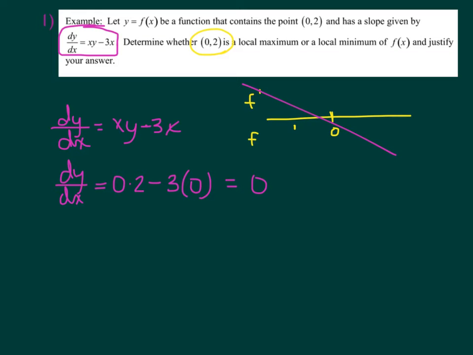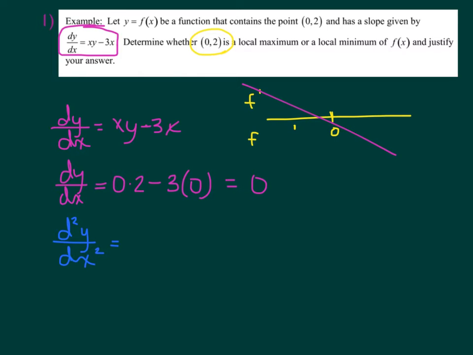Now, the second criteria says that I have to determine whether or not the second derivative is positive or negative. That's going to help me determine if the graph is concave up or down, therefore having a local max or min. All right, so that means I need to go ahead and find the second derivative. Well, how do I do that? I take the derivative of the slope. And so I'm going to do d2y over dx squared.